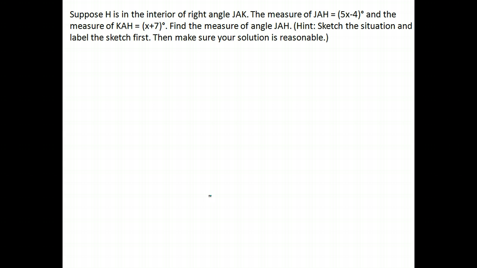Okay, here we have one more question. It says, suppose H is in the interior of right angle JAK. So what would that look like? Well, a right angle JAK. So let's draw that out. Right angle means it measures 90 degrees. That is roughly 90 degrees. It's my angle JAK.